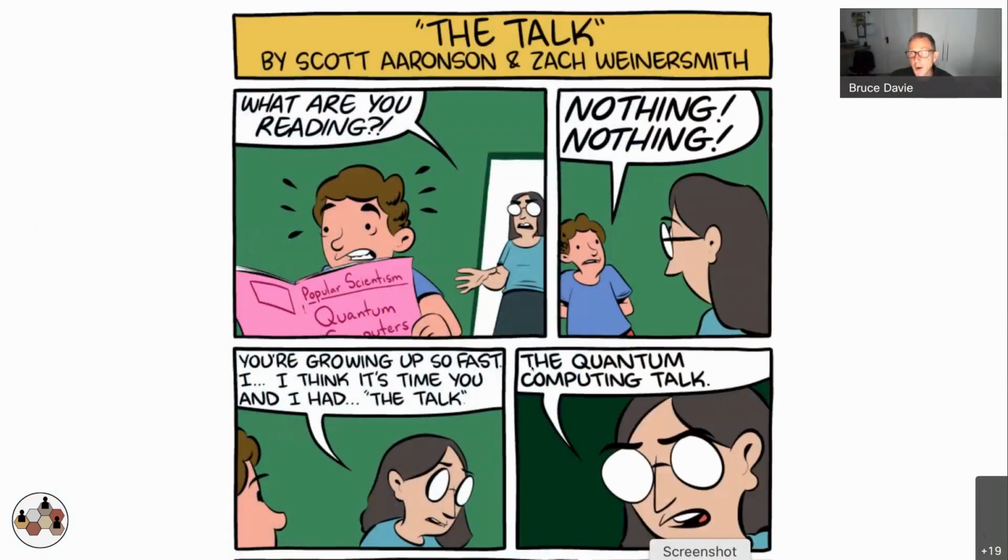This mistake is so common that Scott Aaronson did a whole comic strip about it. This is just a little introduction to the comic, and it's written by Scott Aaronson and illustrated by Zach Weinersmith, who has a very nice collection of comics. But this is kind of a story about a parent who discovers that their child is reading magazines about quantum computing, and they're very concerned that the child is learning the wrong thing from these magazines. And the comic goes on, and you should probably go and look that one up and read it for yourself.